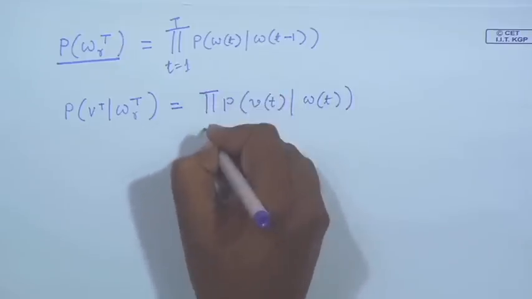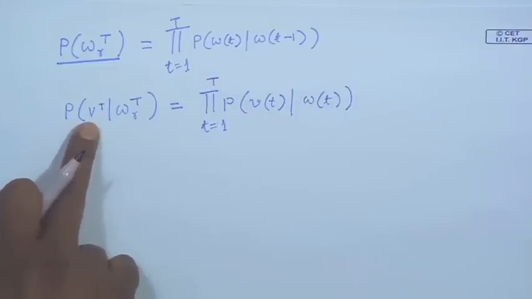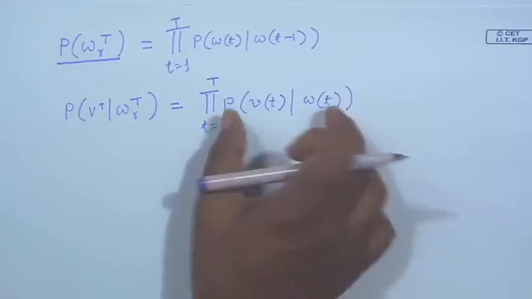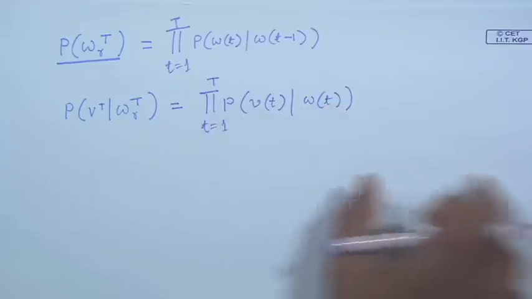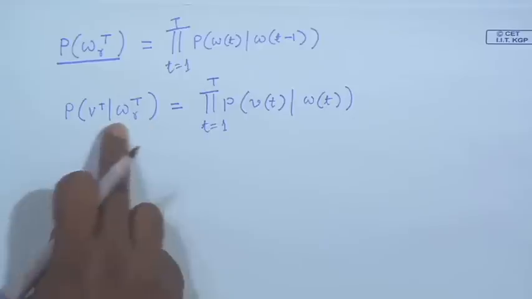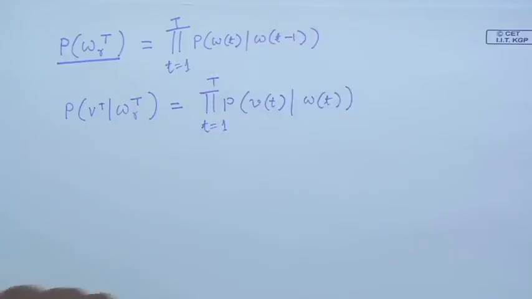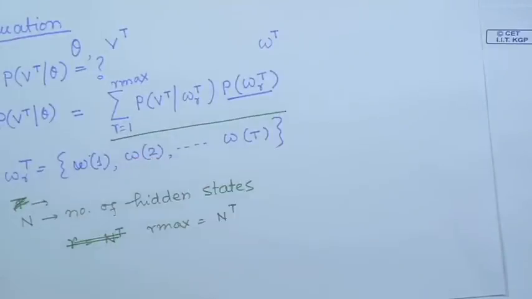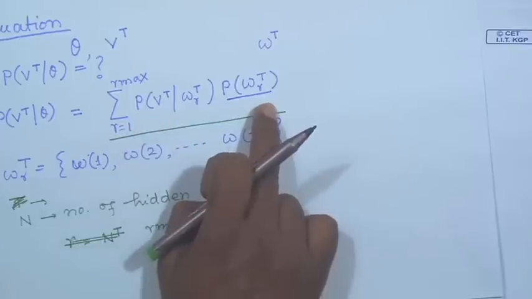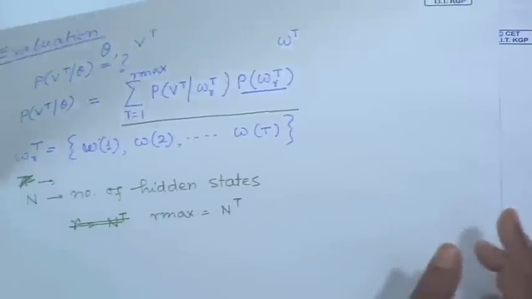And the product of this from t equal to 1 to capital T gives me the probability of V t given omega r t. You find that this is nothing but the product of the corresponding BJKs, and every BJK will come from the hidden states in omega r t. So, because of these two, I can now write this P V t given theta. You find that P V t given theta was this expression. Now, in this expression, if I put P of omega r t and P of V t given omega r t, the expressions of these two which we have just seen are the product terms.